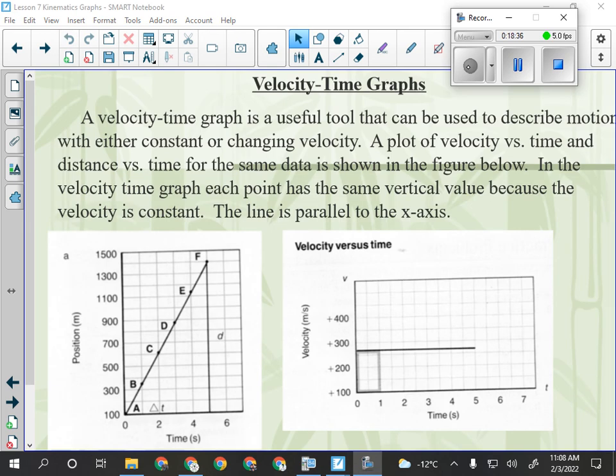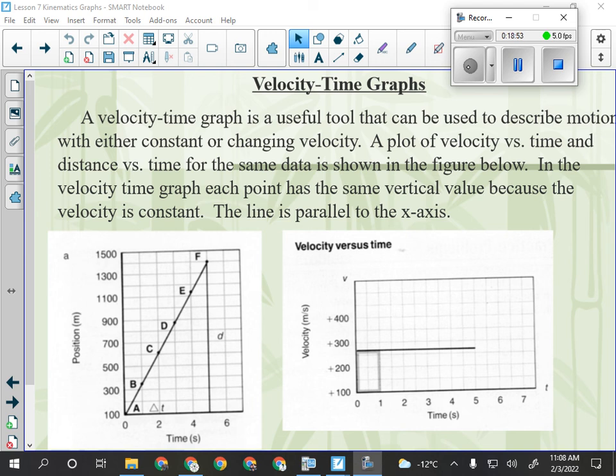Okay, so velocity versus time graph should also be a bit of review from Science 10, because we did go over those in Science 10, and I'm not going to ask you to do anything different in Physics 20 with these graphs than you did in Science 10. I might explain something a little bit different just because we look at it in a bit more detail.